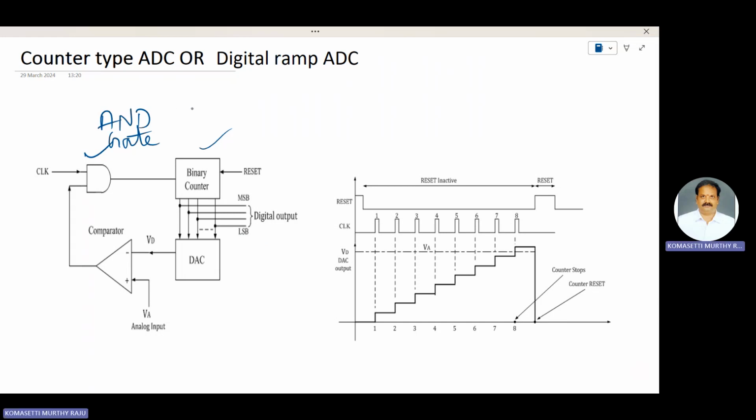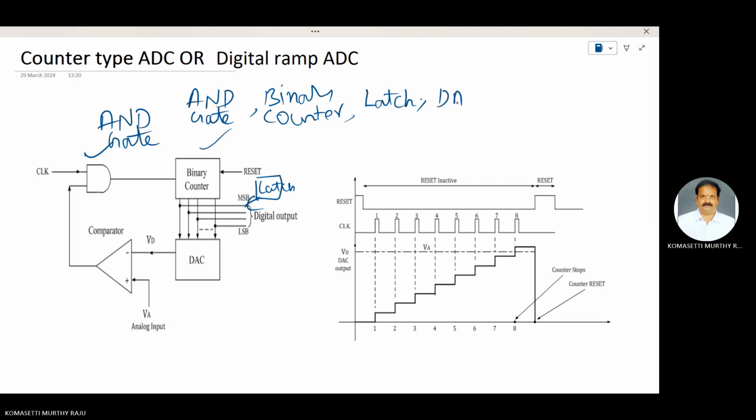The components present in the counter type ADC are the AND gate, binary counter, latch, which is used to store the digital output, DAC (digital to analog converter), and comparator.